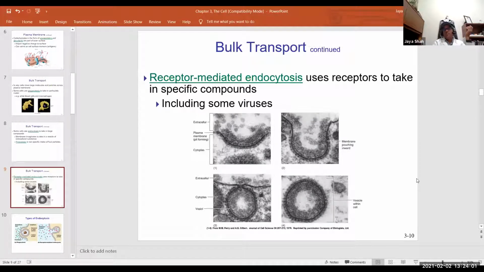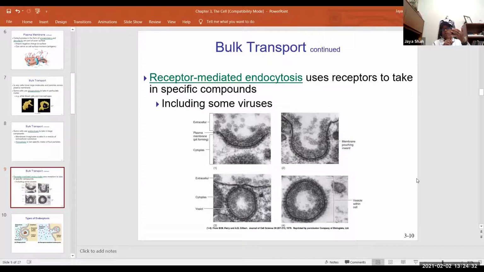And then what does the virus do? They take over our DNA and start making their own RNA or DNA. Our coronavirus is an RNA virus. They start making their own RNA and suppress the formation of our RNA. And they multiply, kill the cell, and then are released again outside and infect other normal, healthy cells. Okay, so that is receptor-mediated endocytosis.